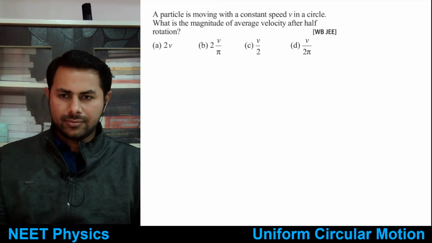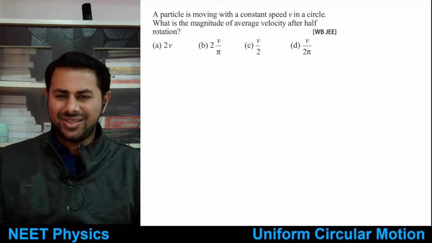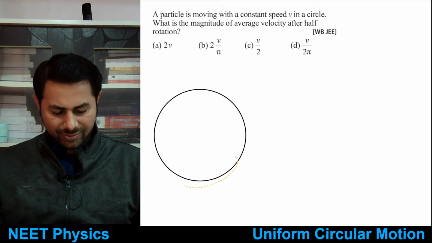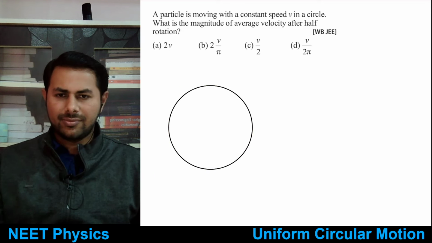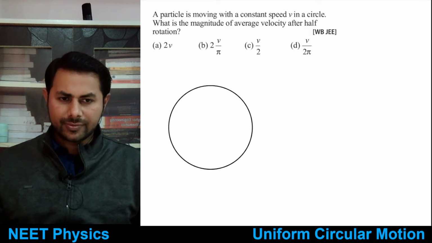A particle is moving with a constant speed v in a circle. What is the magnitude of average velocity after half rotation, half revolution? Yes, anyone? Option B, 2v divided by pi, you are saying?